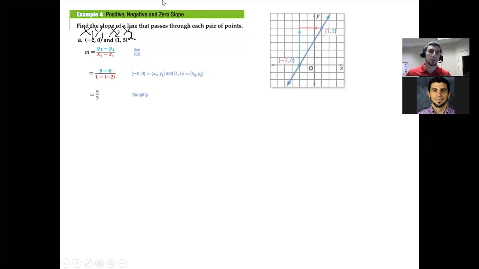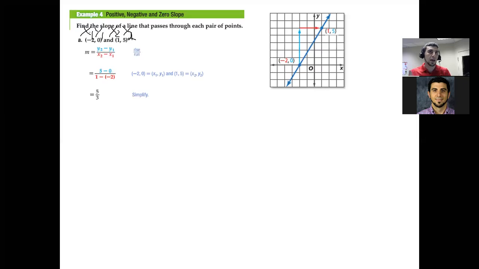It always helps to reinforce your answer if you graph the 2 points and draw a line. Notice if you graph the 2 points and draw a line, the line rises from left to right, which corresponds with our positive slope. Since the slope's positive, that indicates the line should rise from left to right.